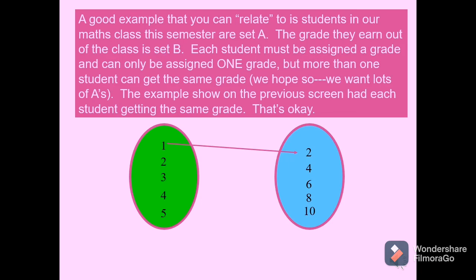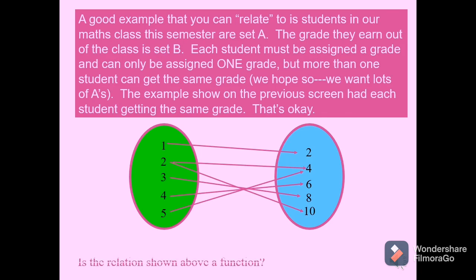The example shown on the previous screen had each student getting the same grade. That's okay. Student 1 gets 2, student 2 gets 10, student 3 gets 8, student 4 gets 6, and student 5 gets 4. Student 2 gets 4 again.